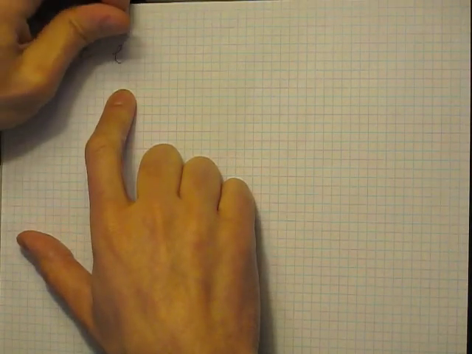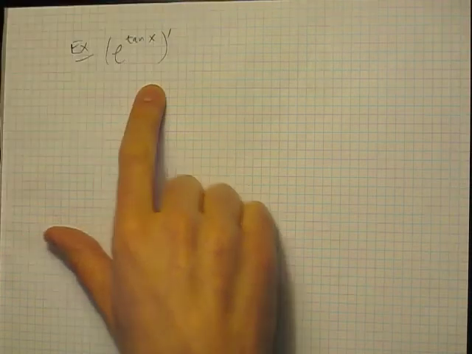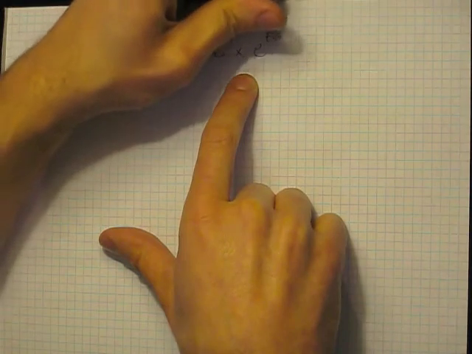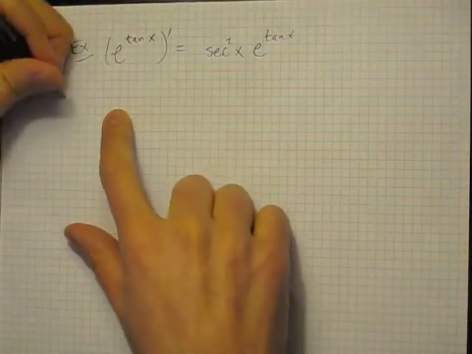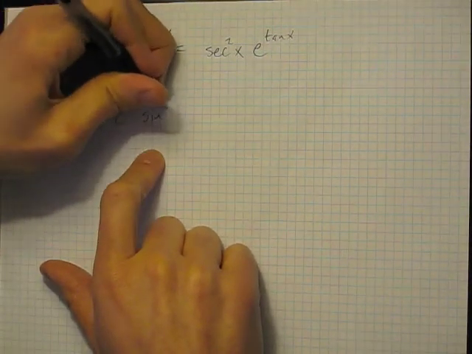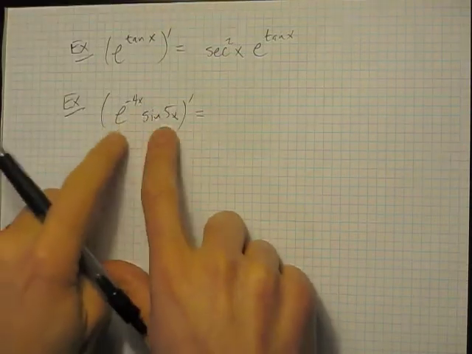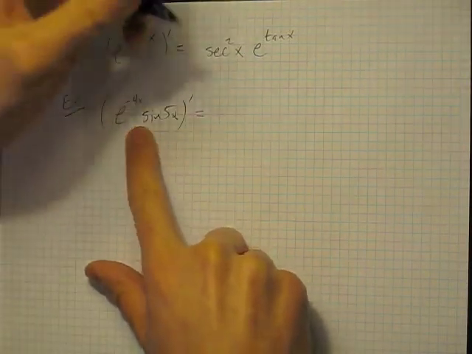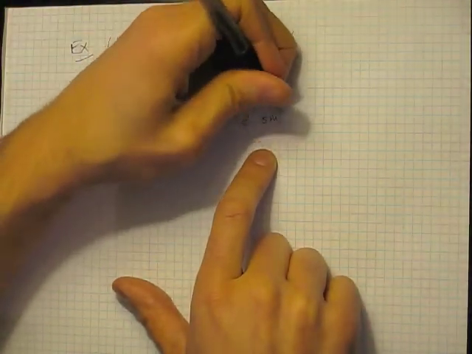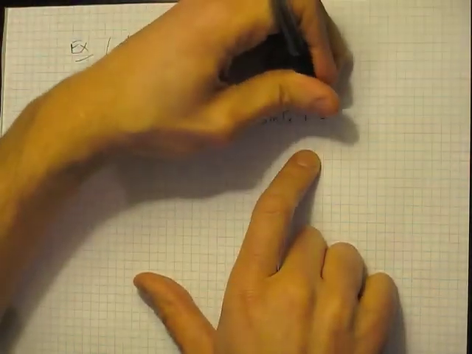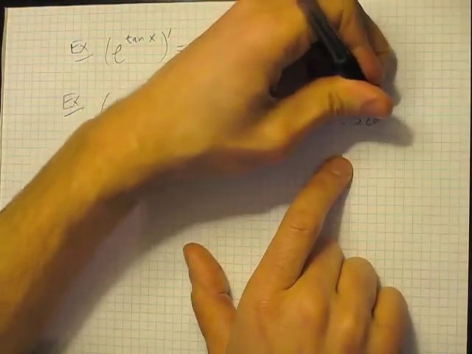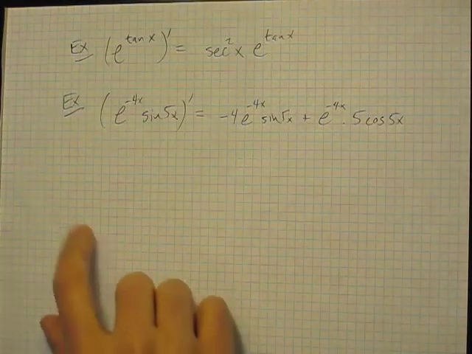Example, e to the power tangent of x. All right, easy enough. The derivative of tangent of x is secant squared of x, and so the derivative is e to the tangent x times secant squared. Another example, e to the minus 4x times sine of 5x. Okay, a product of things and some chain rules. The derivative of e to the minus 4x is minus 4 e to the minus 4x, times sine of 5x, plus e to the minus 4x times the derivative of sine of 5x, which is 5 times cosine of 5x. Okay? Easy, easy, easy.